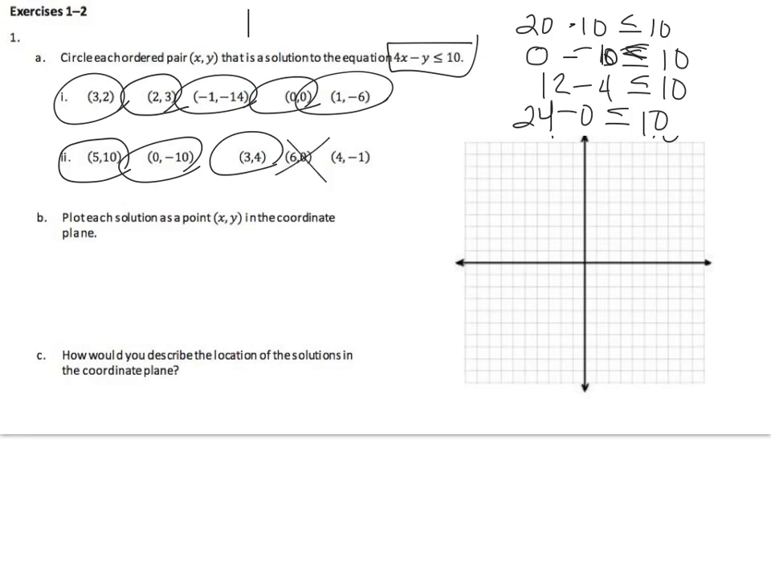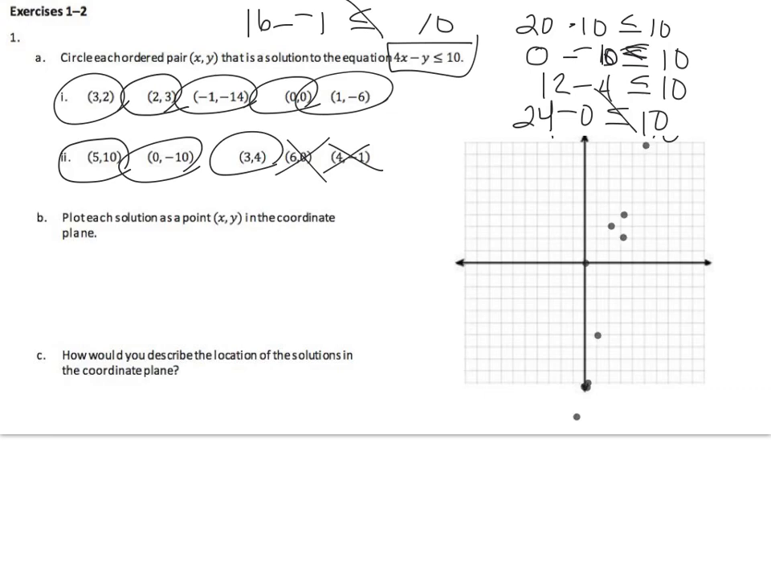And then 4 times 4 is 16. Minus a negative 1, which is 17. Which is not less than or equal to 10. All right, we got them all. Plot each solution as a point in the coordinate plane. Okay, I'm going to pause and do that.